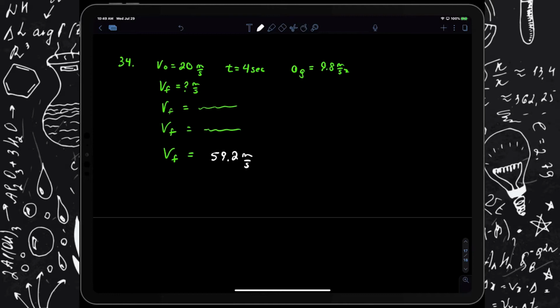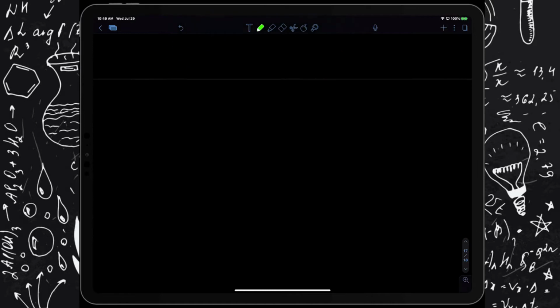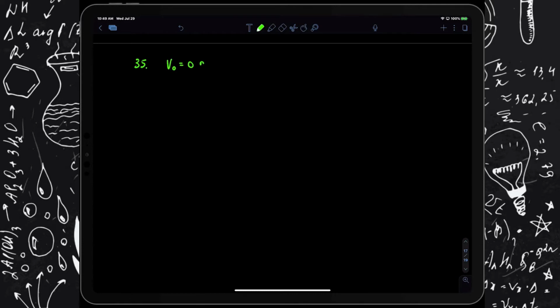All right. We go to question number 35 now. We have 35 says a stone falls from rest. All right. So, well, VO is 0 if it's from rest. We have a time of 4 seconds. And it says, how far does it fall? So we have distance equals question mark. Oop, I put that in the wrong spot. We want to put that down in the unknown.